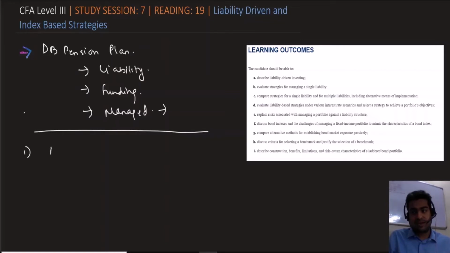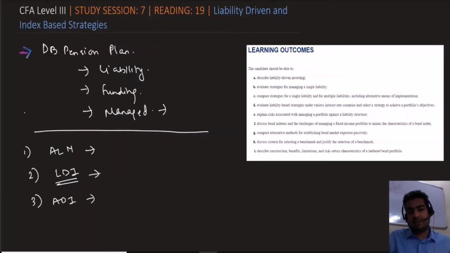One is asset liability management. Both assets and liabilities are managed parallelly because both change in response to interest rates, right? Second is liability-driven investing, which is what we will see here and which is similar to the example I spoke about on the defined benefit pension plan. And then the third is asset-driven investing.